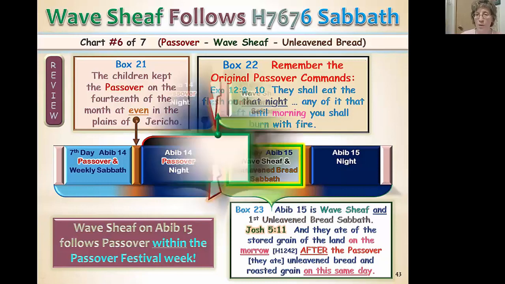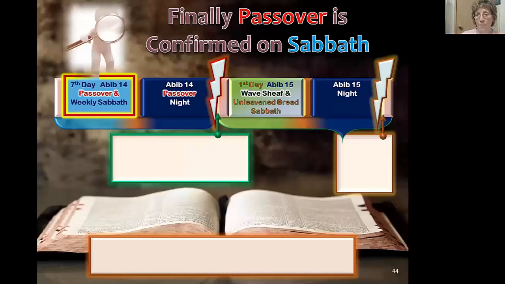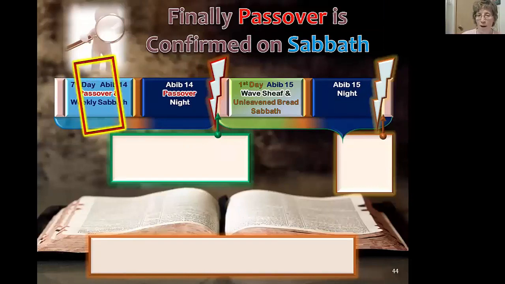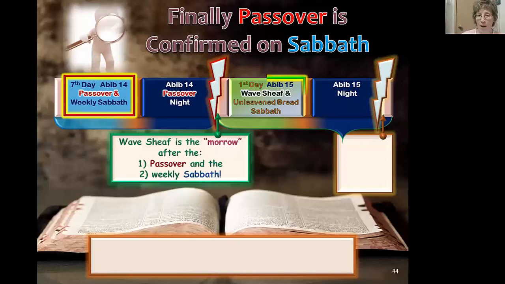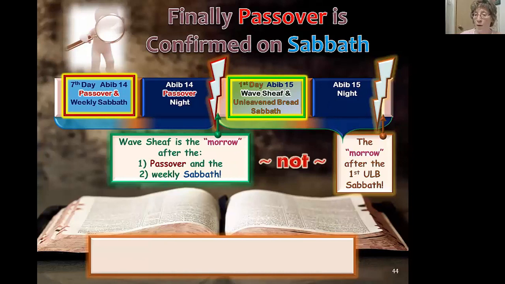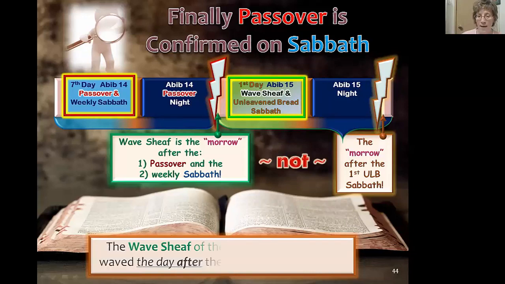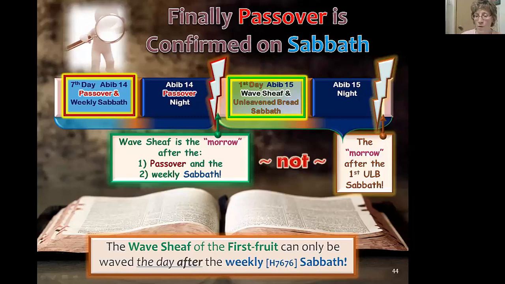So finally, we have Passover being confirmed, that's the day season. The wave sheaf is the morrow after the Passover, and it's the morrow after the weekly Sabbath. Wave sheaf is not celebrated over here on the morrow after the 15th, which would be the 16th. Wave sheaf is on the 15th, on the first day of the week. The wave sheaf of the first fruit can only be waved on the day after the weekly Sabbath.